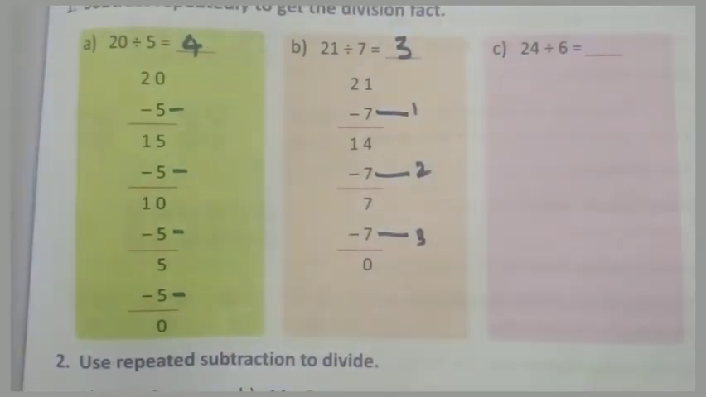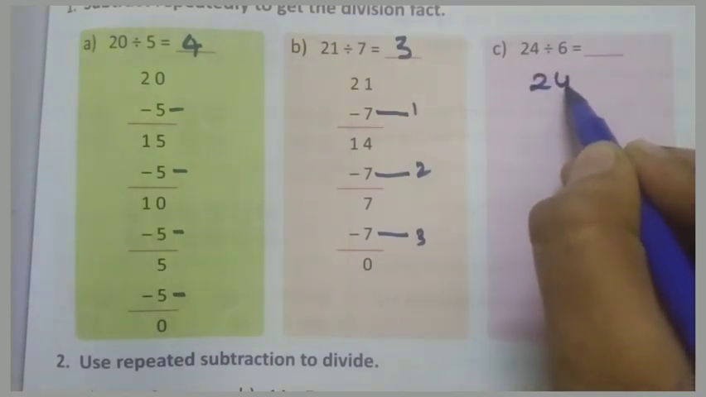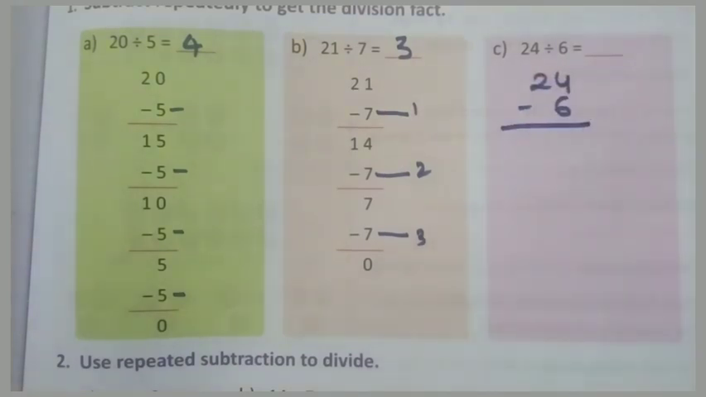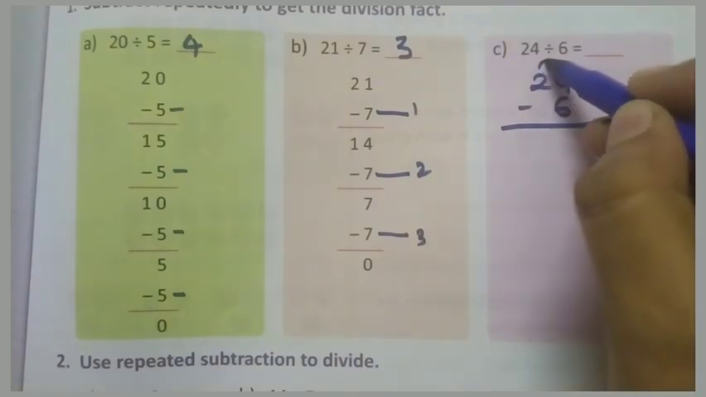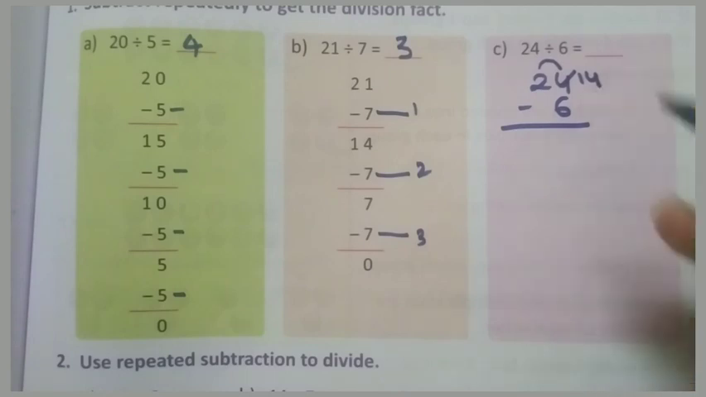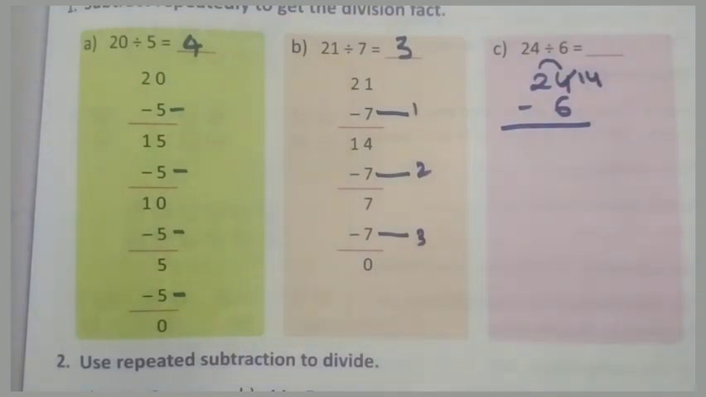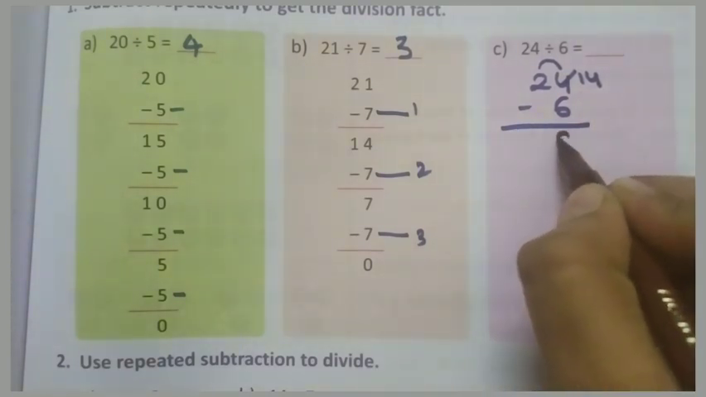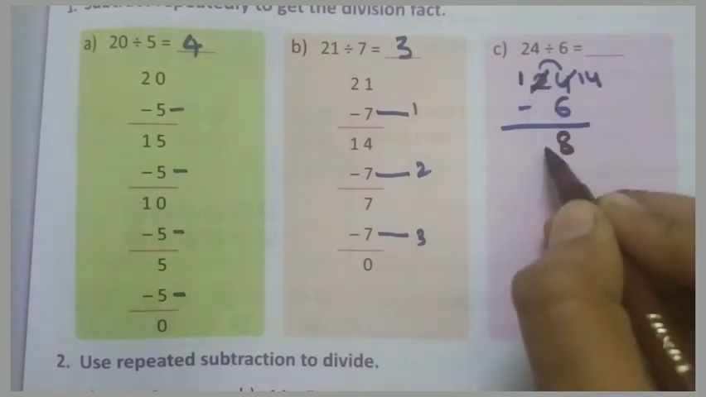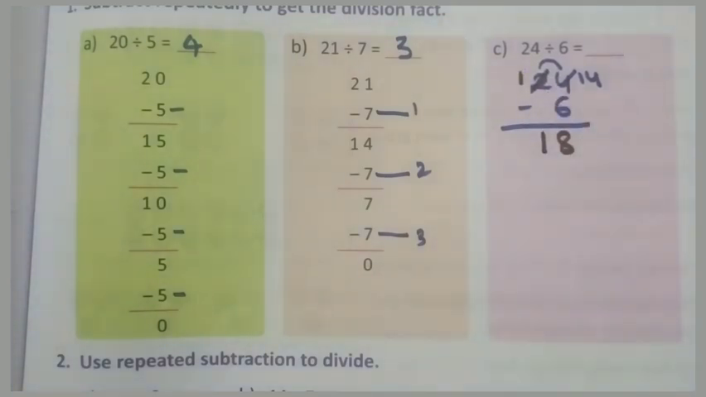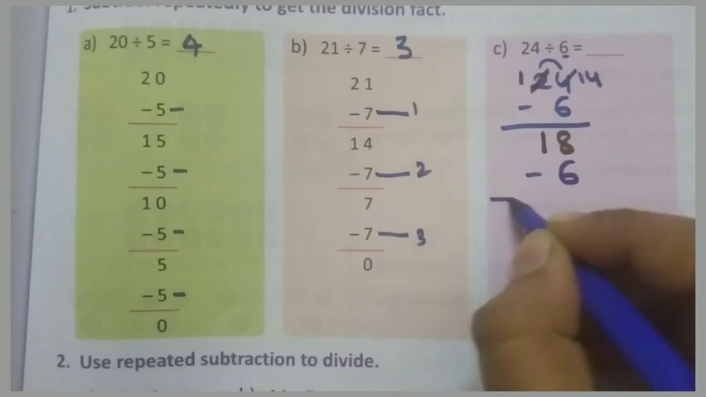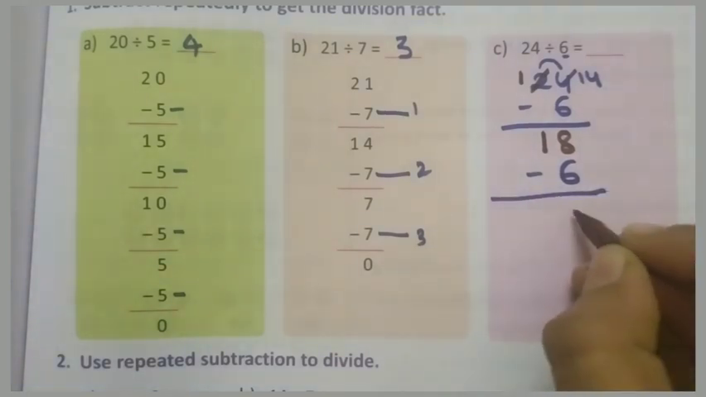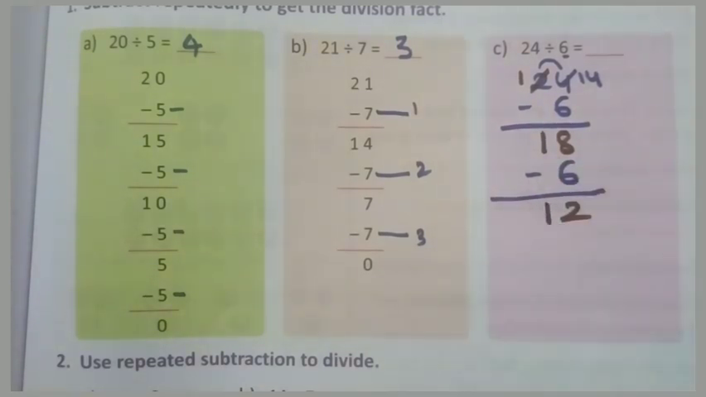Now let us do this problem. 24 minus 6. From 4 we cannot subtract 6, so we'll take a borrow. It will be 14. 14 minus 6 is 8. And here this 2 will become 1. So we'll get 1 here, 18. From 18 we have to subtract 6 again. 8 minus 6 is 2, and this 1 will be written here.